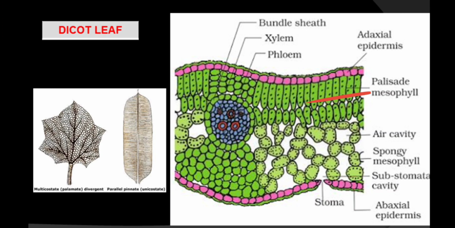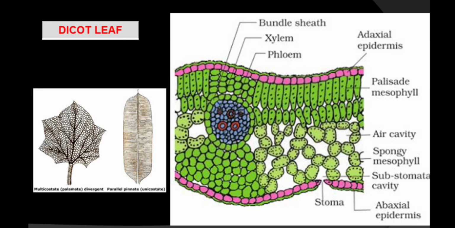Okay, so the main thing you will find here is that the mesophyll cells are differentiated into palisade and spongy, and the vascular bundles have a colorless bundle sheath around them. Okay, the bundle sheath is present around the vascular bundle, which is colorless. Right? So this is the main identifying feature of the dicot leaf.